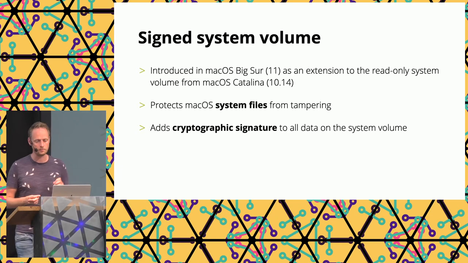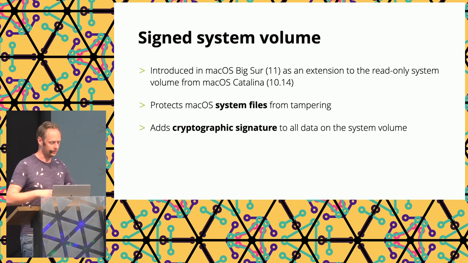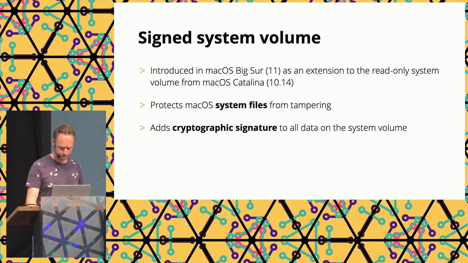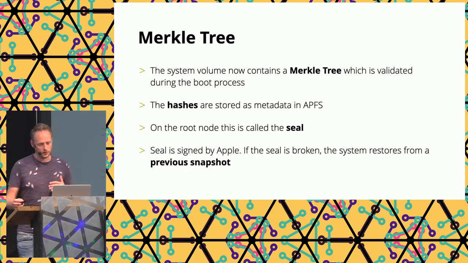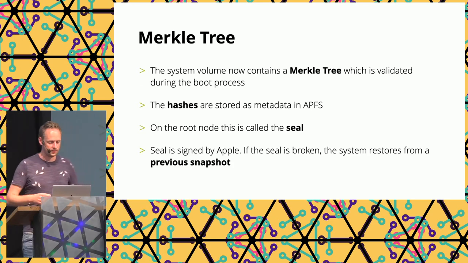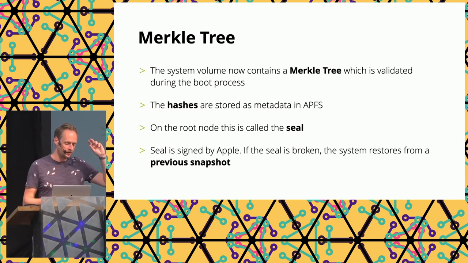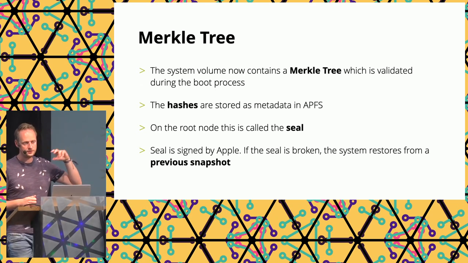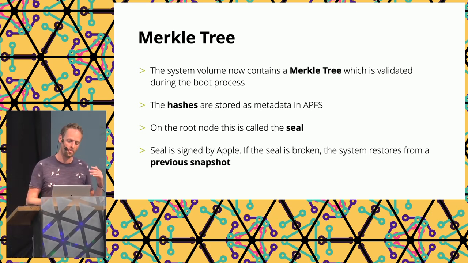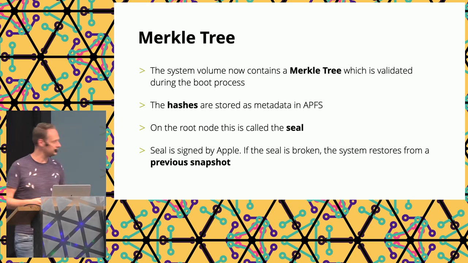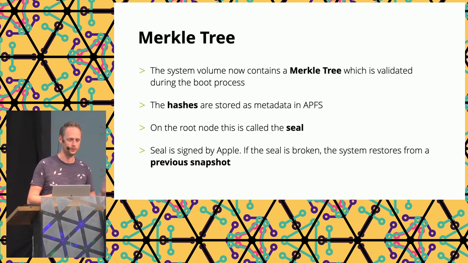So now they upgraded that by also adding a cryptographic signature over all data on the system volume. This is implemented by using a Merkle tree, which is validated during boot. The hashes of every file are stored in the metadata of APFS. And on the root node, this is called the seal. And the seal is signed by Apple. And if the seal is broken, so if you do make changes to the system partition, for example, because you have kernel privileges, then the seal would be broken and the system would restore from a previous snapshot the next time you reboot.